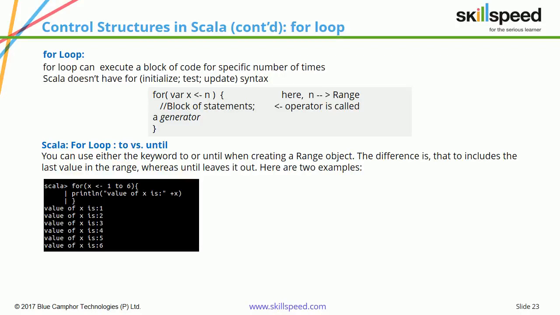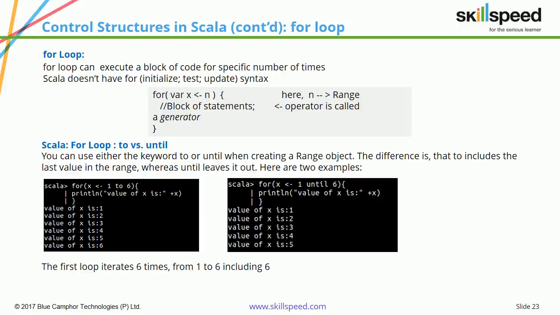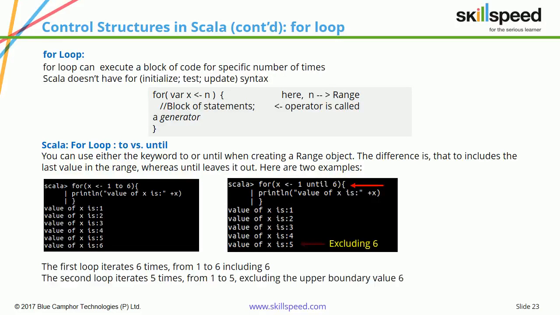In the first example, I'm creating a for loop where I'm saying for x in 1 to 6, print the value of x. This will print all the values including 6, because this is a for loop with to. On the other hand, you can also write the same expression as for x in 1 until 6, which will print 1 to 5, excluding 6.